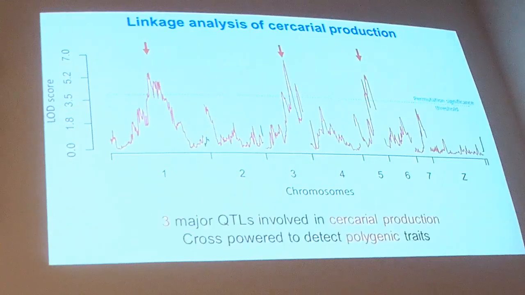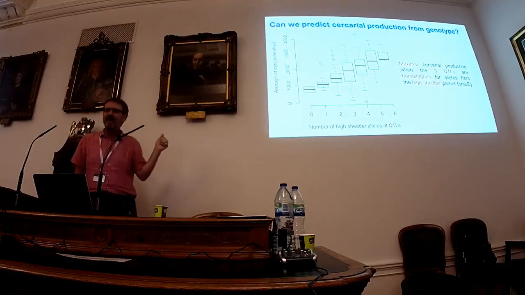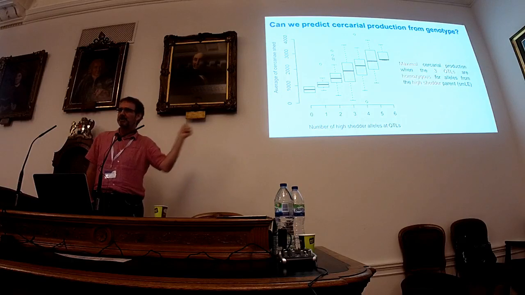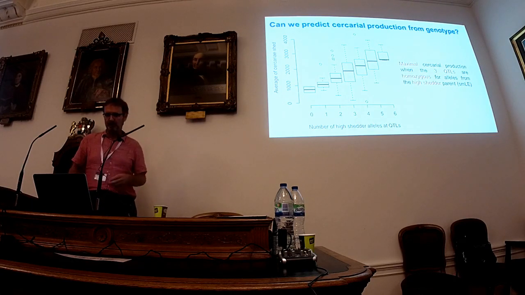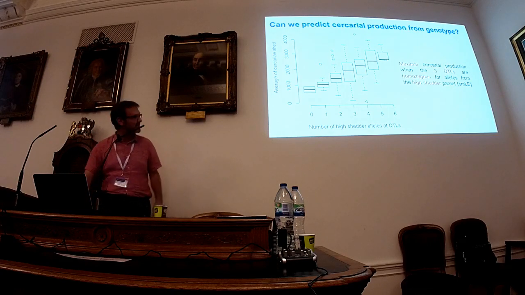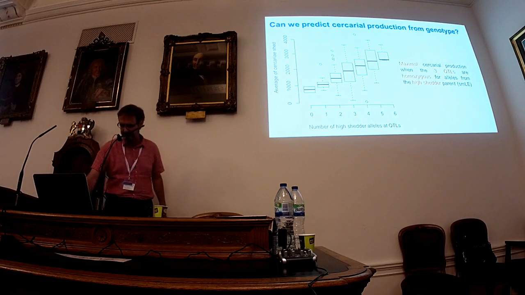So we know now we can actually detect polygenic traits using this kind of linkage approach, and we see 3 major QTLs. And we can actually predict, using our genotype data, the phenotype of the progeny. So we can take the genotypes at these 3 QTL loci, and we can see how many alleles from the high shedder parent are found in each of the progeny. And sure enough, there's a beautiful relationship between genetic variation at these 3 QTLs and cercarial shedding.